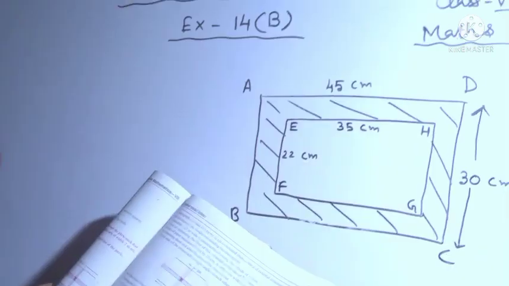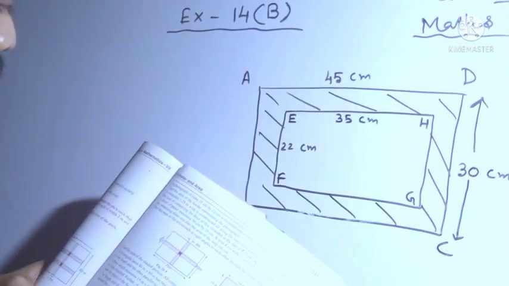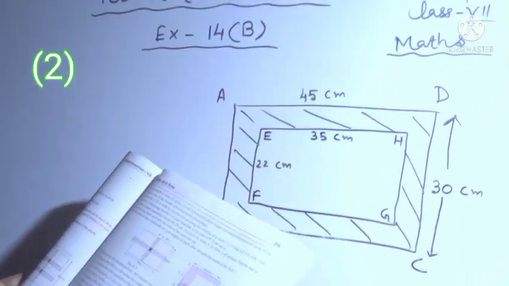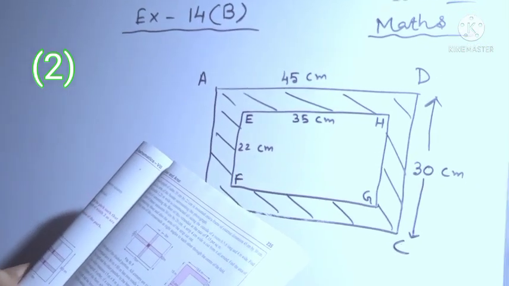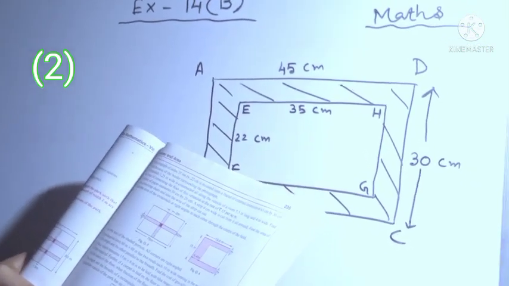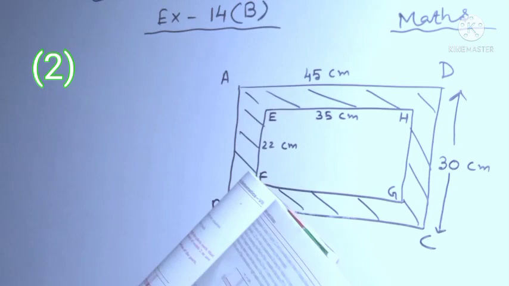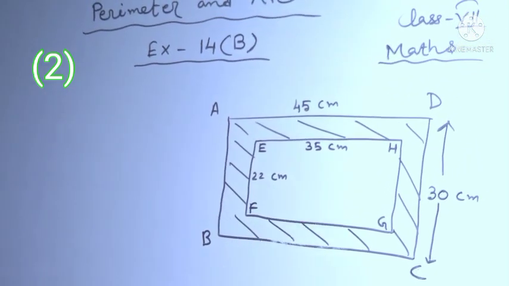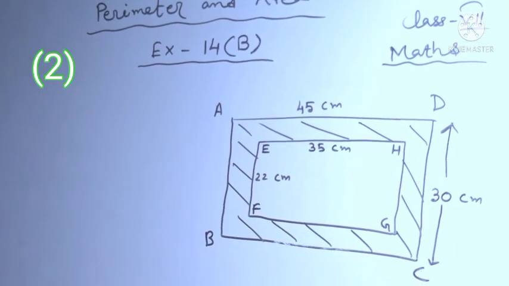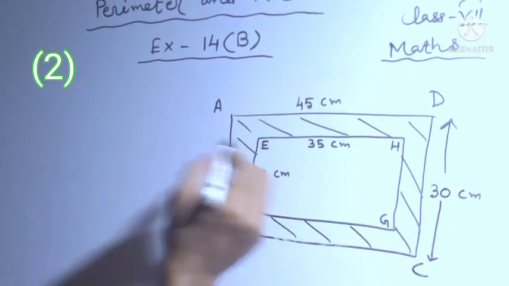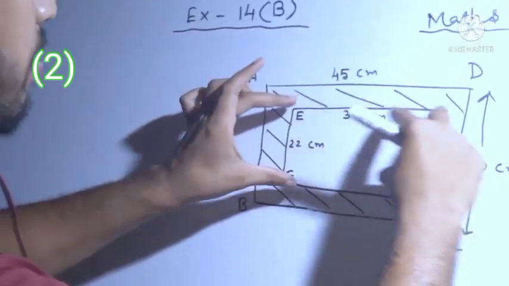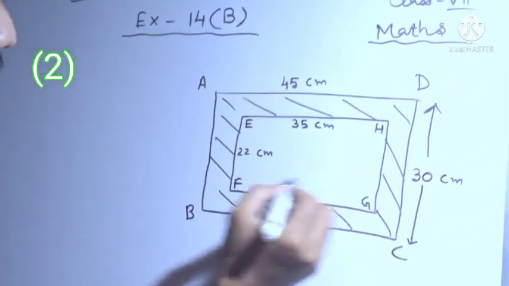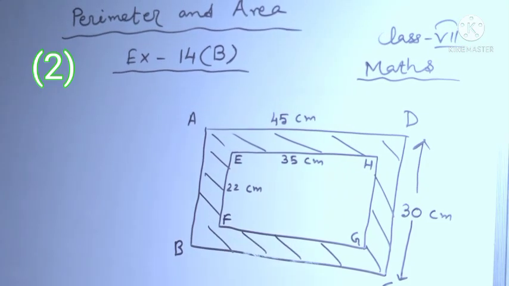Okay, next problem is problem number 2. A photograph of size 35 cm by 22 cm is mounted onto a frame of external dimension 45 cm by 30 cm. Find the area of the border surrounding the photograph. So first there is a photograph. Okay, this is the main photograph. EFGH is the main photograph.